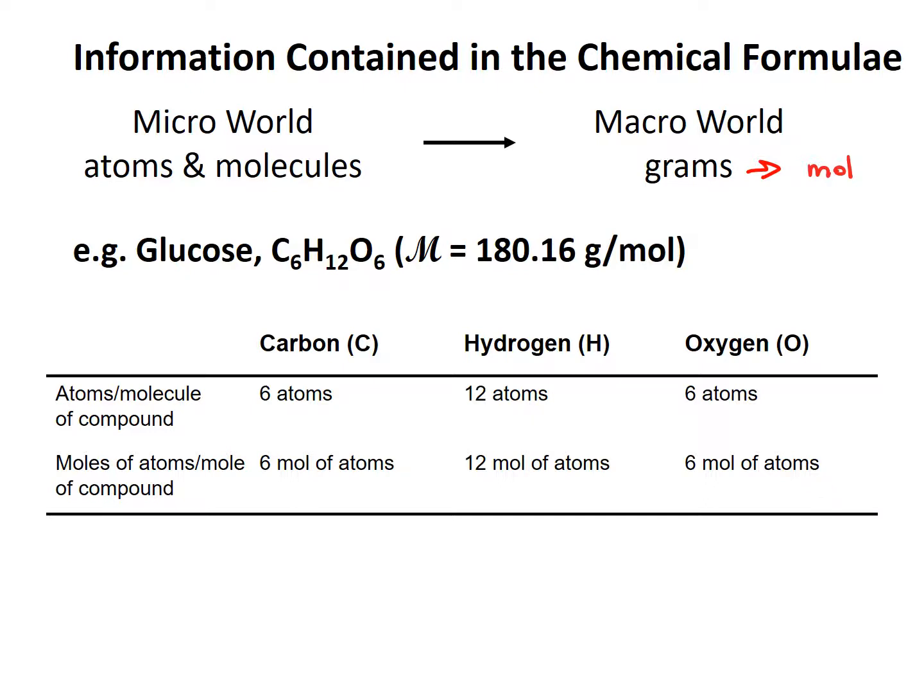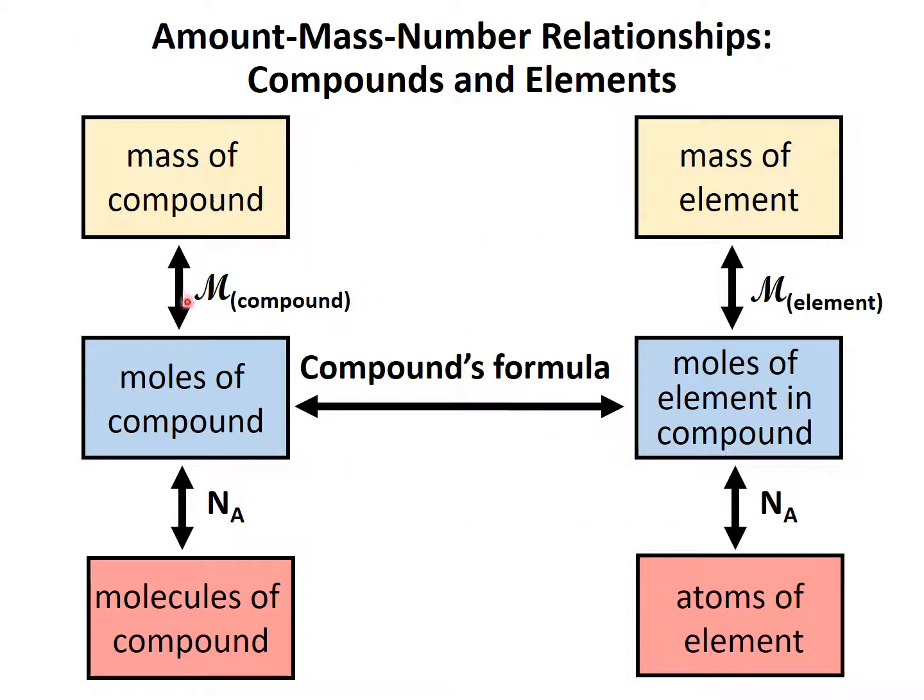Now this information is important because it allows us to easily convert between the mass of a compound and the number of moles of the compound and the number of molecules of the compound. Similarly, we can go from the mass of the compound to the number of moles of the compound to the number of moles of an element in that compound, and then calculate the mass of the element in the compound or the number of atoms of an element in that compound. Okay? So using this calculation map, we can go from any one of these points to any other point along this diagram.